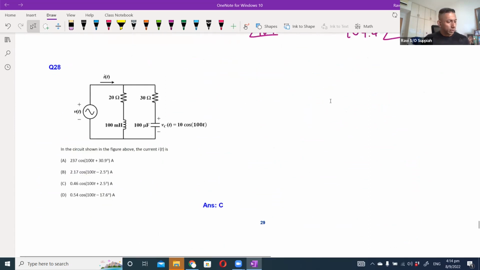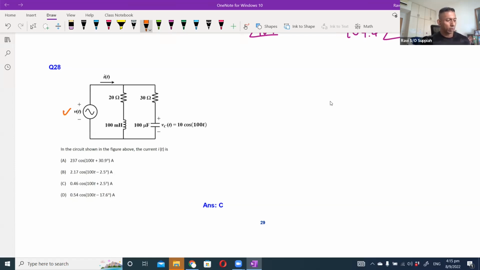Okay, question 28 is also very similar, where you're supposed to find the expression for V. This is actually a follow-up of the earlier question. It's the same circuit, but now you're following up with that. So we are supposed to find the current I. We already found V, now it's supposed to find I.